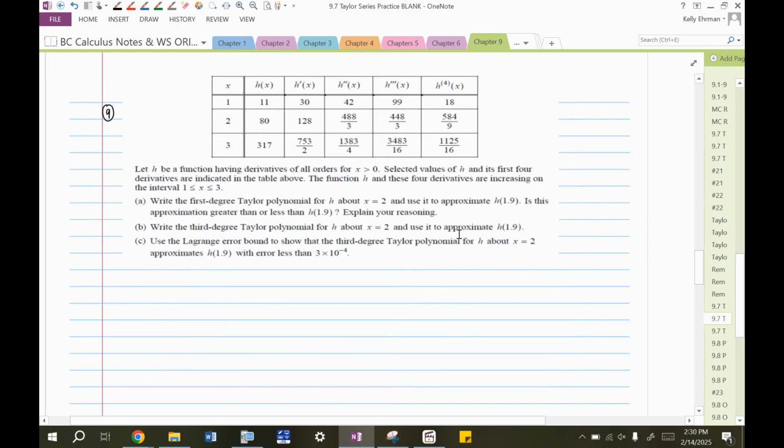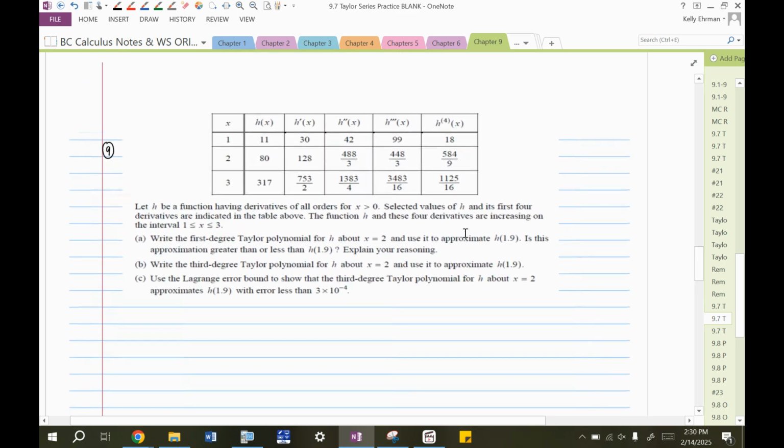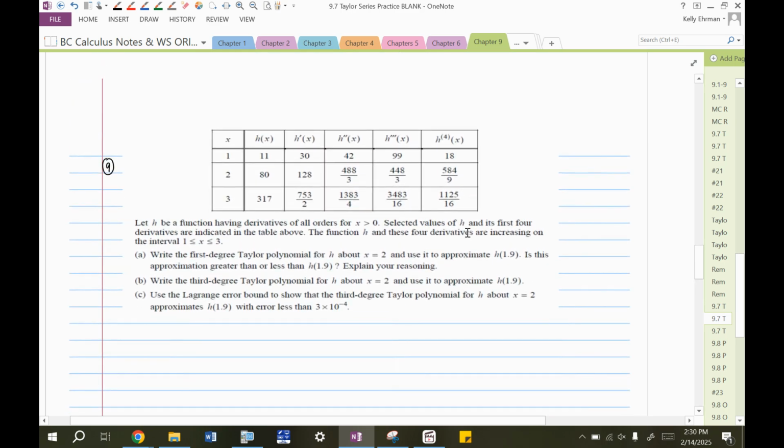Okay, let's take a look at this AP problem. Is this our last one? Yes. Okay. This one we have a table. We're kind of going to do something similar to what we just did.